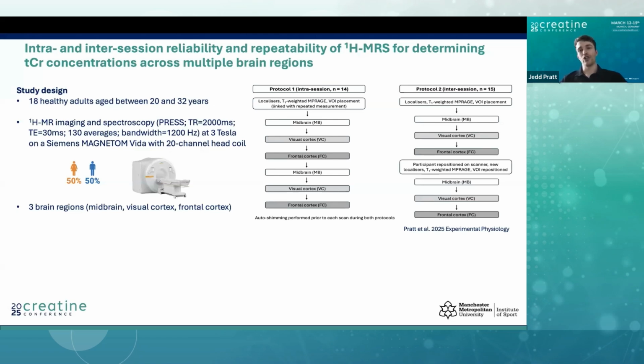Then we had our inter-session protocol, which was probably the more realistic repeated measures study design. Again, we had repeated measurements of the different brain regions, but between these repeated measures we had a complete participant repositioning from the scanner. Importantly, this was very brief, all performed definitely within 5 minutes, and so this eliminates any potential for biological variance to creep in. Then we had our repeated measurements after this repositioning, and this reflects more of what would happen in a typical study.